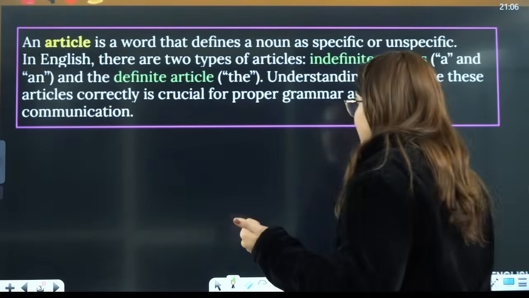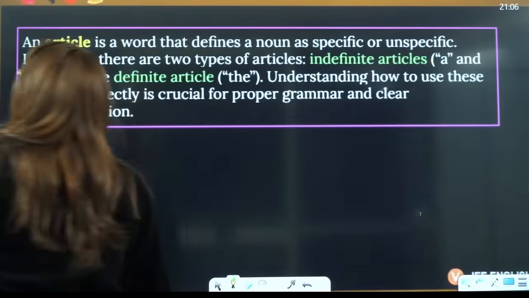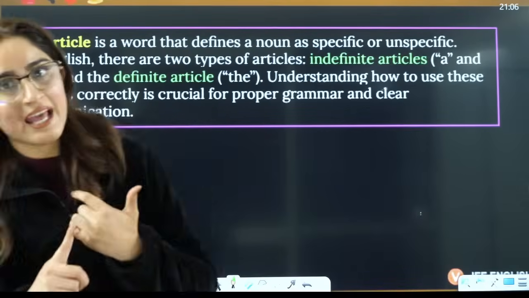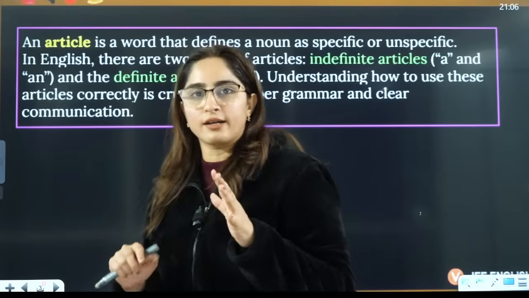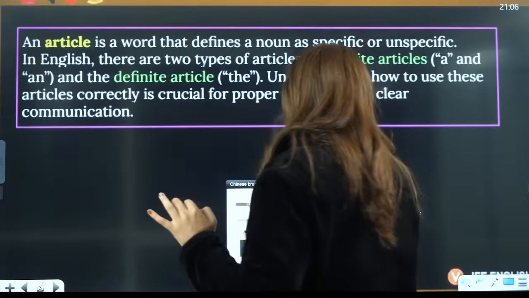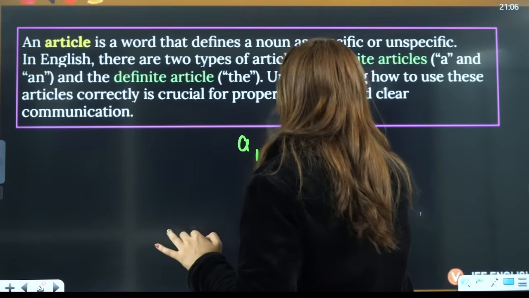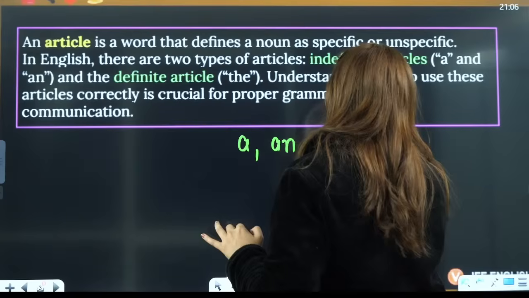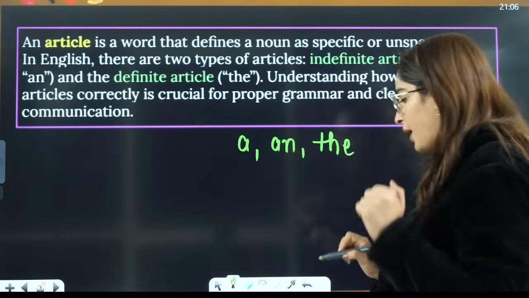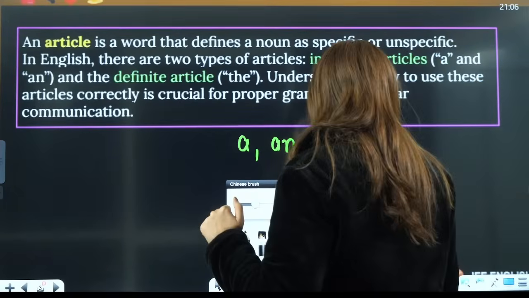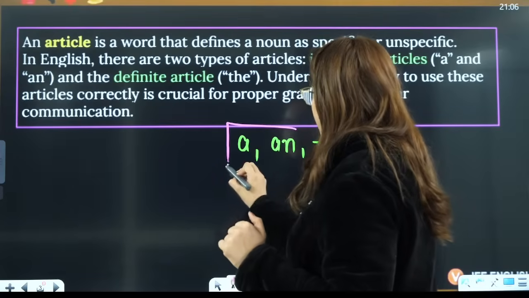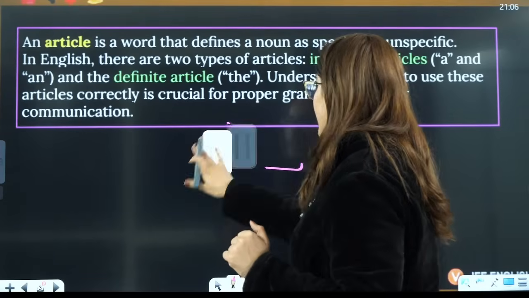So what are these articles? Articles are a, an, and the. These are the 3 articles that you have. Now, let's first see where a and an can be used.